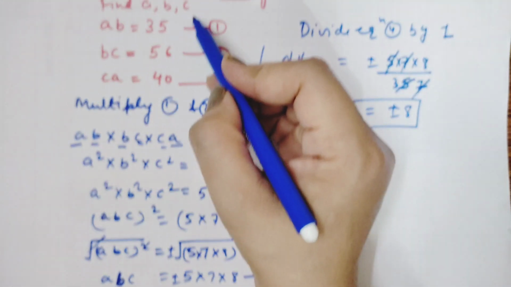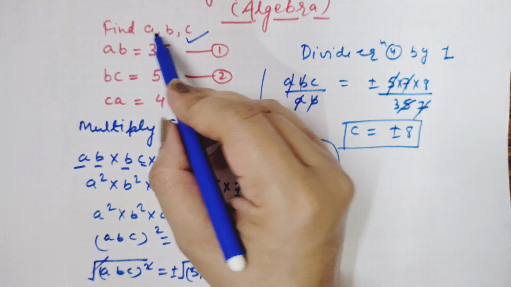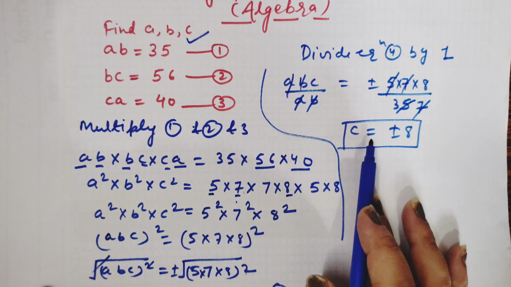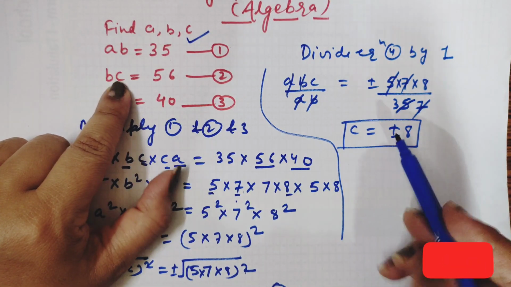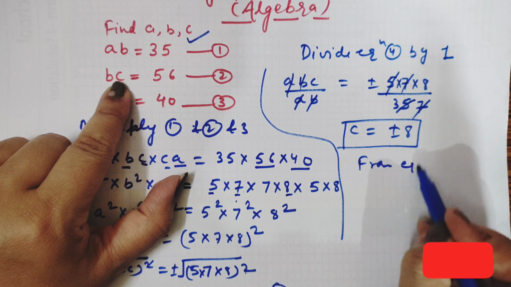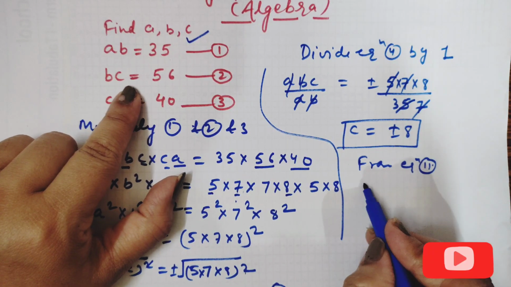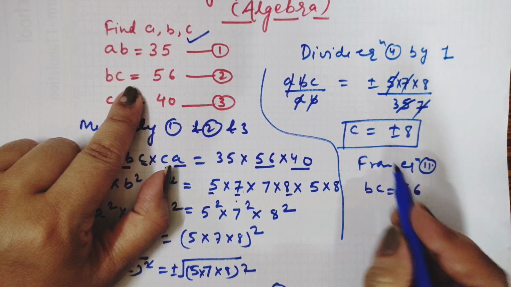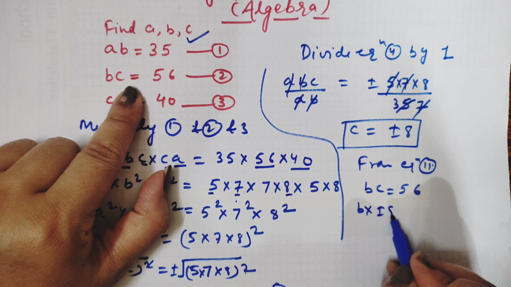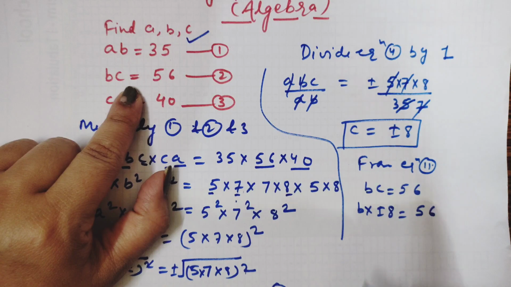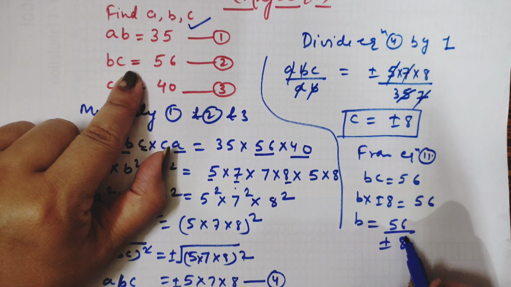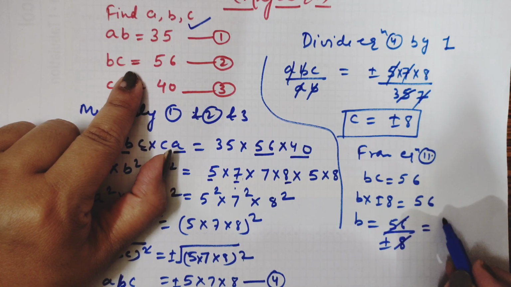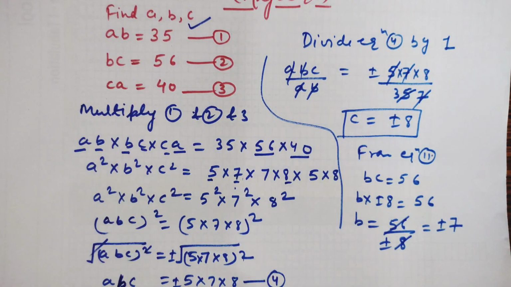Now we have found the value of C. Now A and B. Put the value of C in any equation. Suppose we put it in equation number 2: BC equals 56, with C equal to plus minus 8, equals 56. So the B value is 56 divided by plus minus 8. 8 cancels out; 56 is 7 times 8. So the B value is plus minus 7. So we got the value of B also.